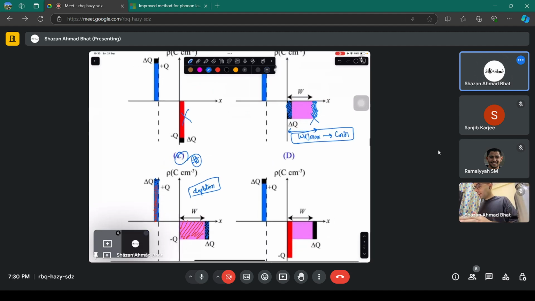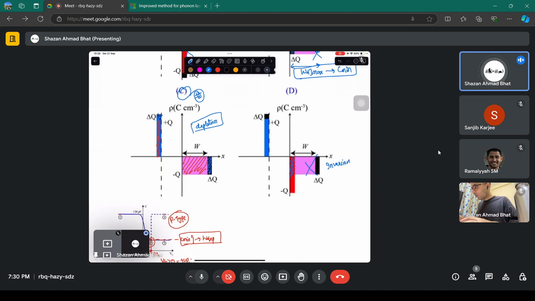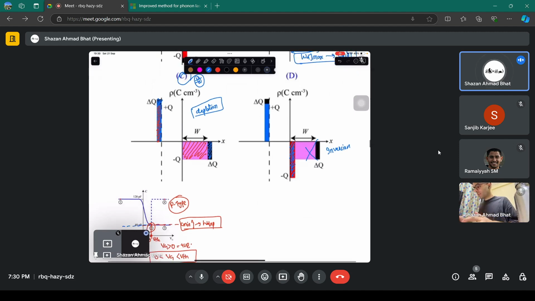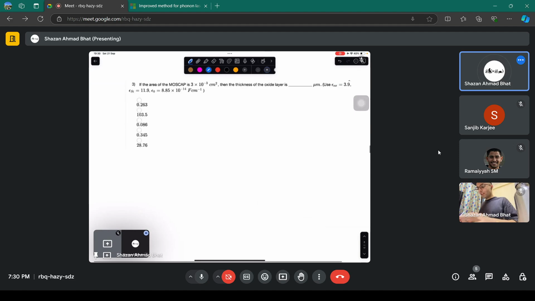Okay, and this is not the scenario because this is inversion. This shows the inversion because these are the electrons just at the oxide-semiconductor interface. So the correct answer has to be this. All right.